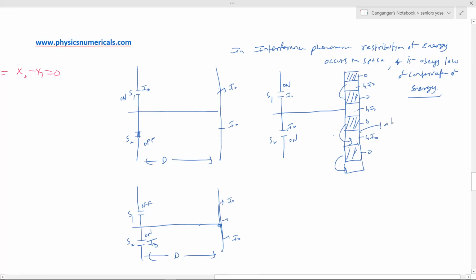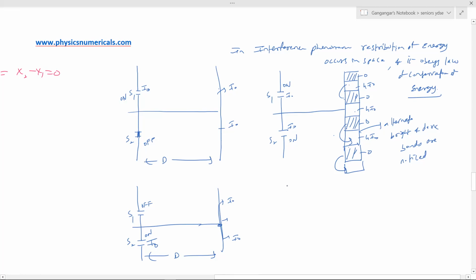So what we notice here: alternate bright and dark bands are noticed here.